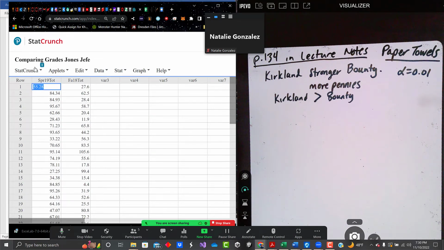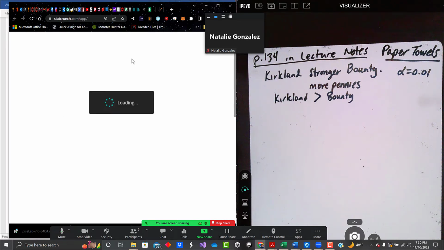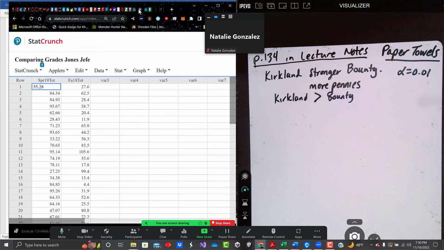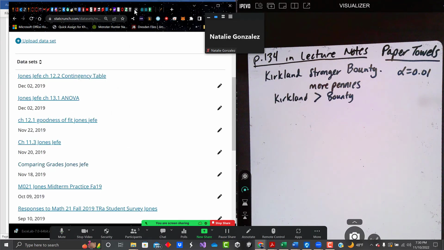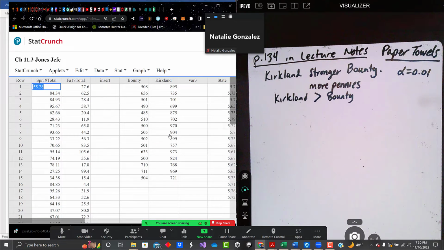All right, so maybe I'll make a new data table. Actually, I think I might already have it. I do. I got the Bounty and Kirkland already saved. Awesome. At one point I got smart and started saving the data sets I use in StatCrunch.